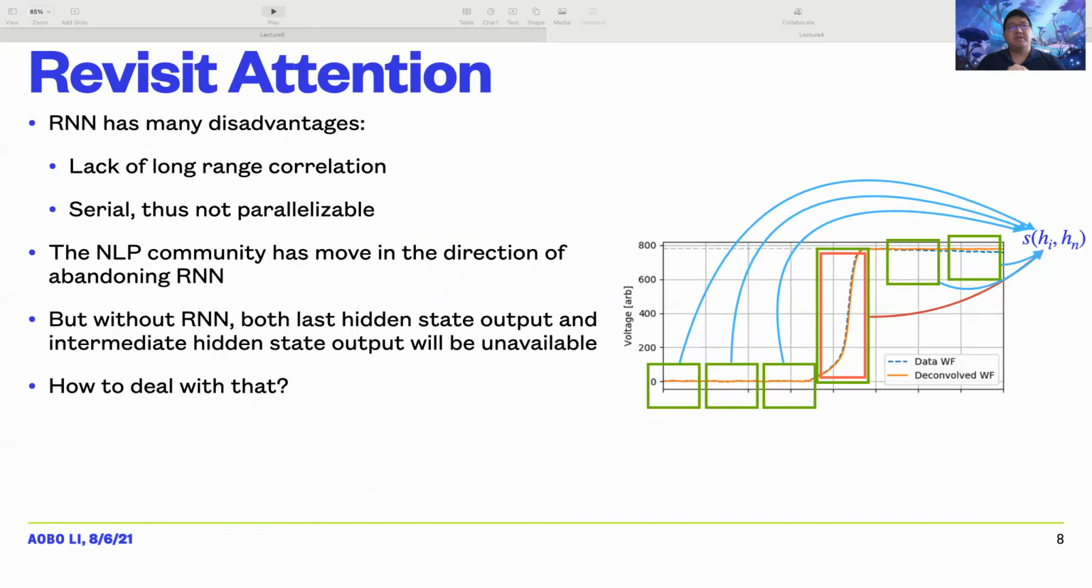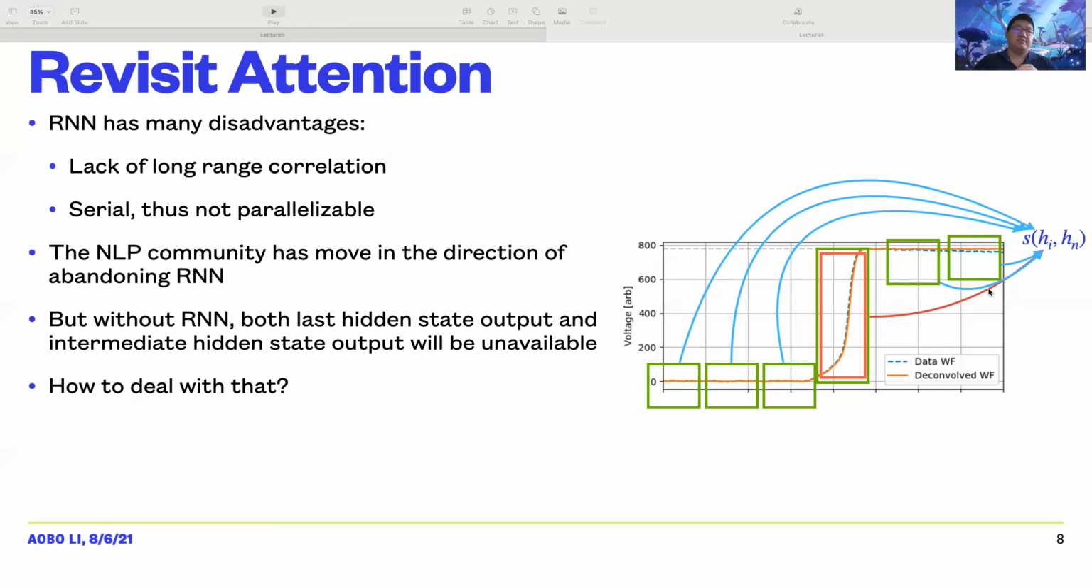So we mentioned that recurrent neural networks have many disadvantages. For example, they often lack long-range correlation. And also it's serial, thus not parallelizable. So when your recurrent units go to this time index, for example, it has to go through the first two time indices first. It's not possible to calculate each of the time indices simultaneously. So that's what we're talking about, non-parallelizable.